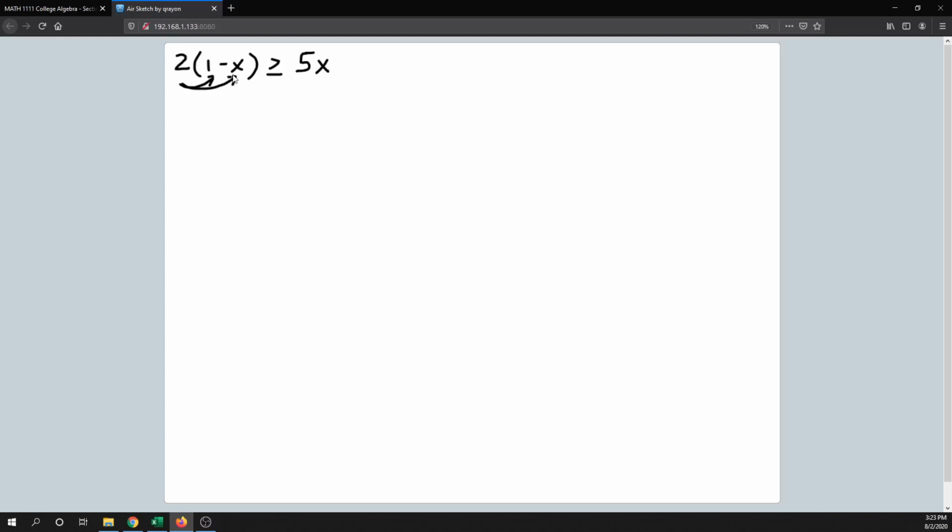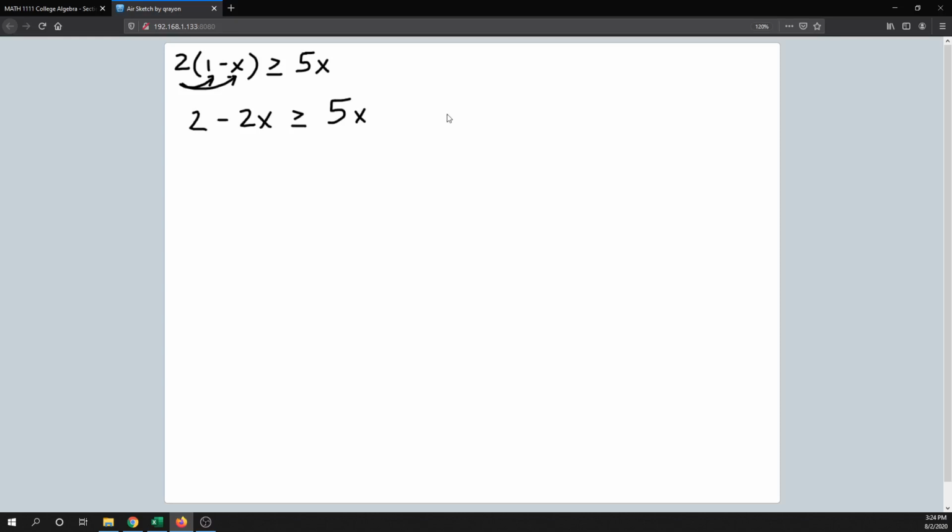2 times 1 is 2. 2 times minus 1x is minus 2x. Then the sign, greater than or equal to, and then 5x here. So far so good. Now each side is as simple as I can get it. 2 minus 2x can't be combined any further because they are not like terms. This term has the x in it, whereas this term doesn't. Over on the 5x side, that's as simple as it can get.